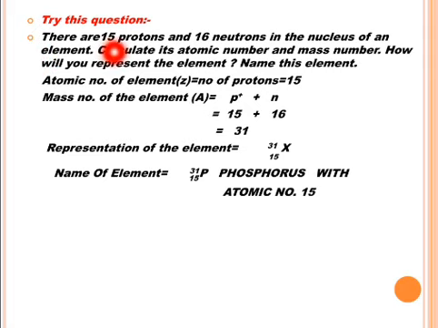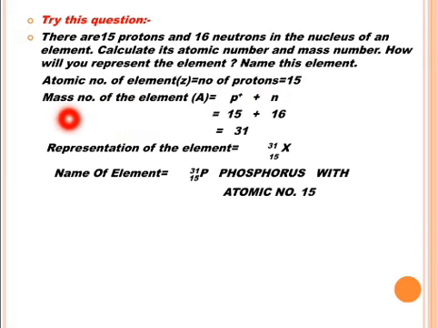Students, as the number of protons is given, that is 15, from the number of protons we can find out the atomic number of this element, because the number of protons is equal to its atomic number. So the number of protons is 15, and the atomic number of this element, Z, is also 15.